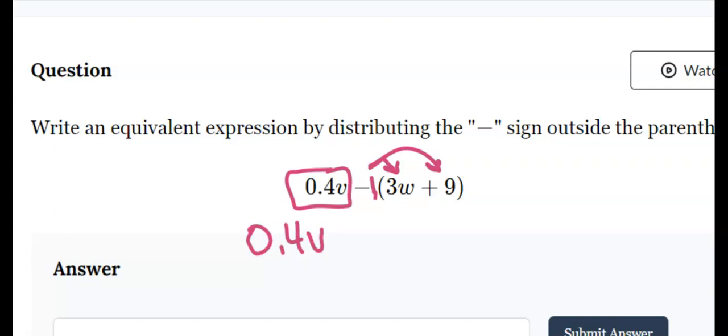But inside the parentheses, all of the signs are going to change because timesing by 1 doesn't do anything. So all of the numbers will remain the same, all of the variables will remain the same, but all of the signs will change. So this will become a minus 3w, and that will become a minus 9.